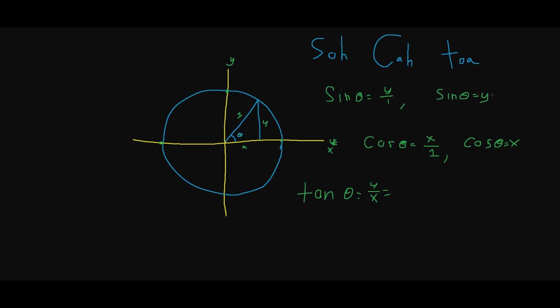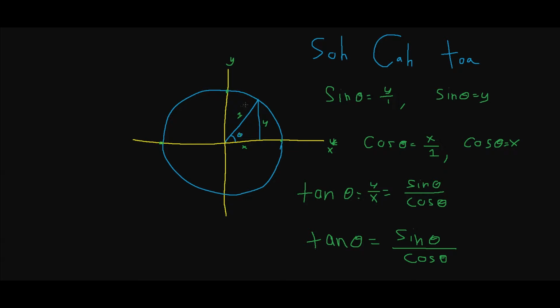Well, what is y? Well, y is sine. So we get tangent of theta is equal to sine over, and x is cosine, so cosine of theta. So we get that tangent of theta is equal to sine of theta, which basically means the angle, over cosine of this angle right there.